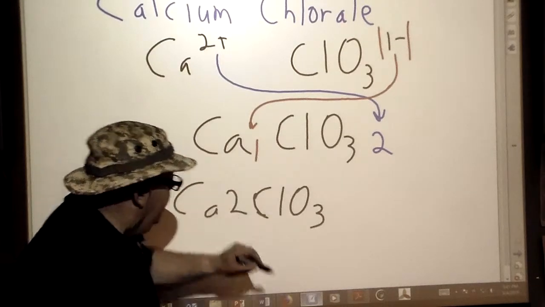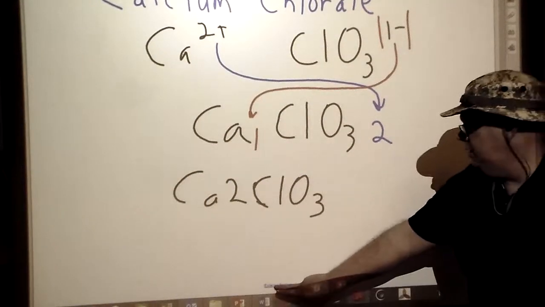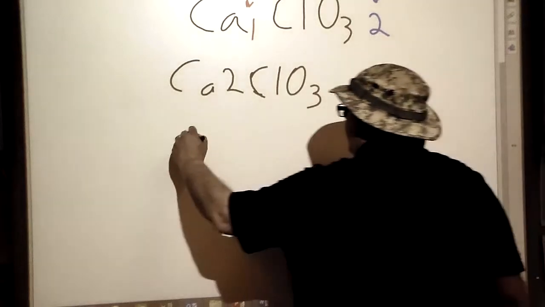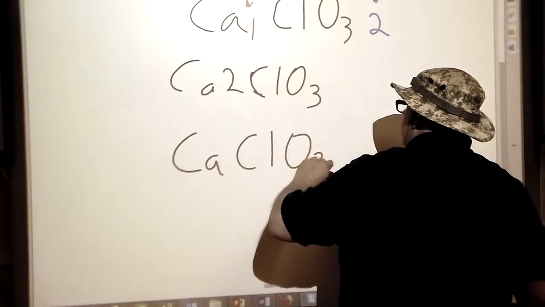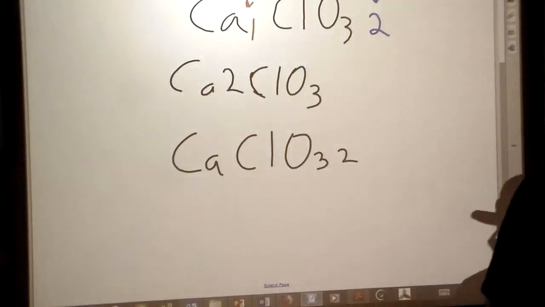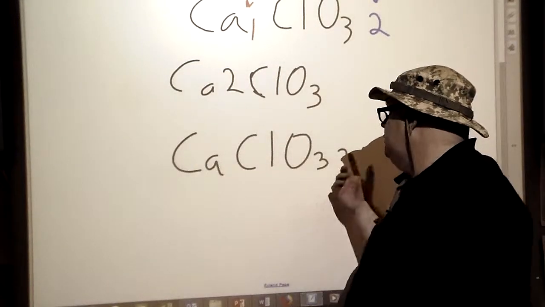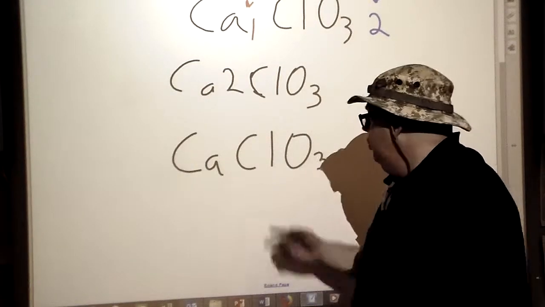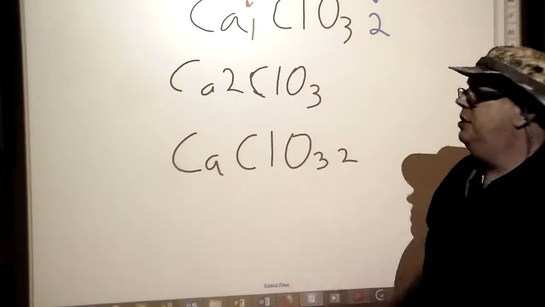That was the wrong way to do it. Let me show you another wrong way to do it, okay? Where I have CaClO3, 2. Now this is another wrong way to do it. And you're sitting there going, well, wait, aren't you saying that there's 2 of these? No, you're saying there's 32 oxygens. See, and that's the problem.